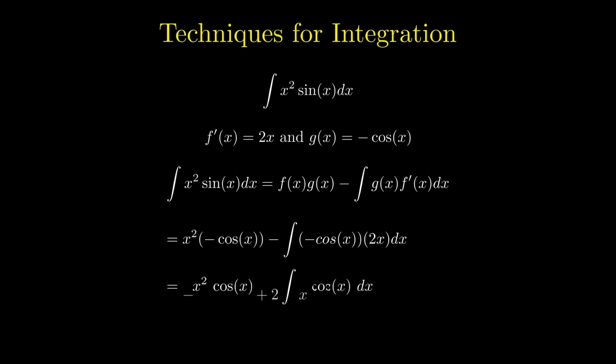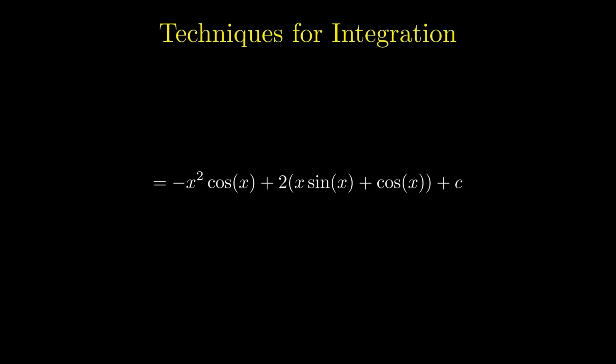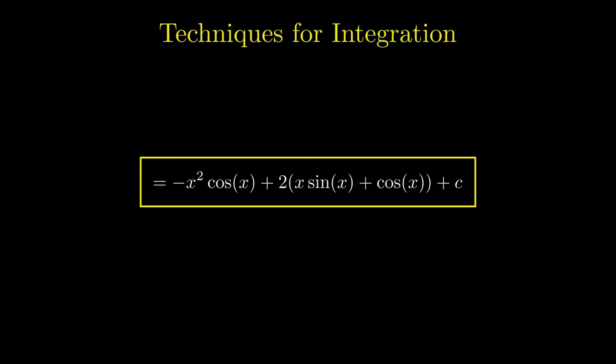Simplify and integrate. Equals negative x squared times cosine of x plus 2 times integral x times cosine of x with respect to x equals negative x squared cosine of x plus 2 times the quantity x times sine of x plus cosine of x plus c.